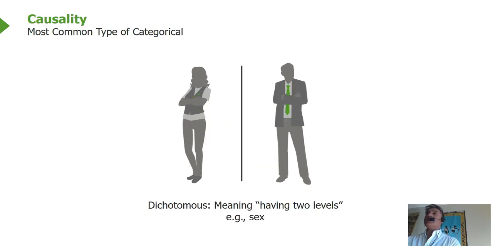So the most common type of categorical variable is a dichotomous variable. That means having 2 levels. So do you smoke? Yes or no? That's dichotomous. Do you have lung cancer? Yes or no? That's dichotomous. What is your gender? Well, we say male or female. Yes, there are more genders now, but in general, male or female. Right? So dichotomous is easy because we think in dichotomous fashion.